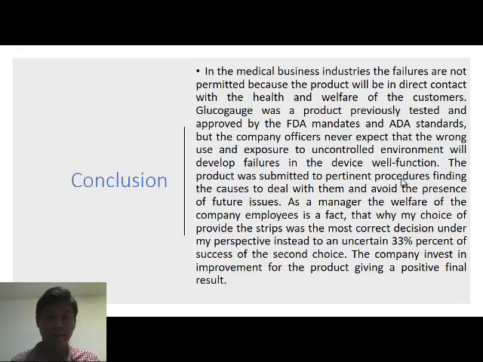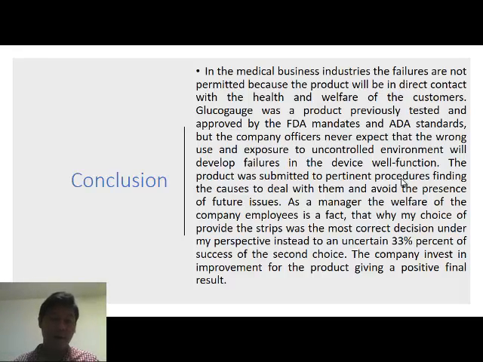But the company never expected that wrong use and exposure to an uncontrolled environment would develop failures in the device's function. The product was submitted to pertinent procedures, finding the cause, dealing with it, and avoiding the presence of future issues.